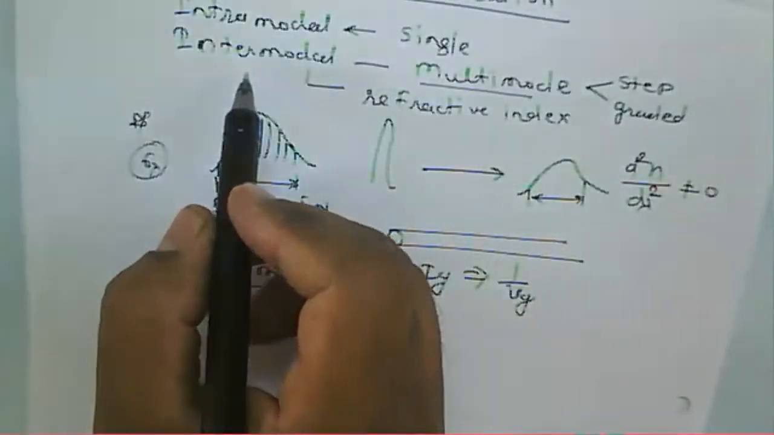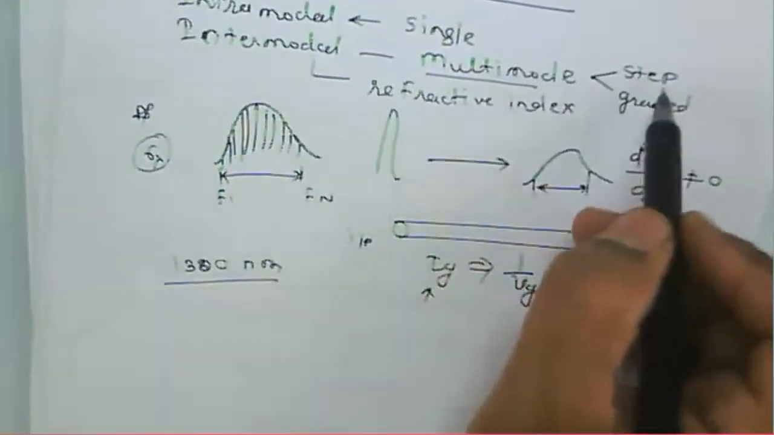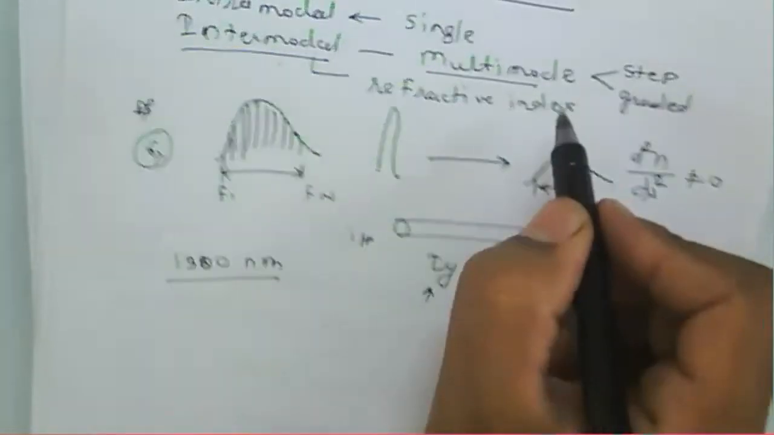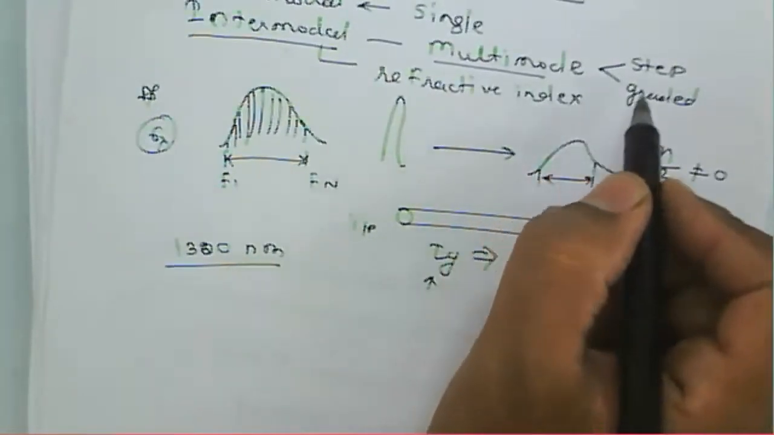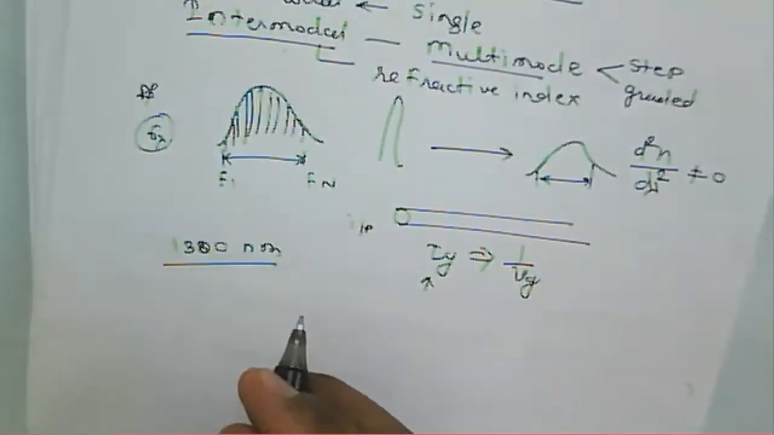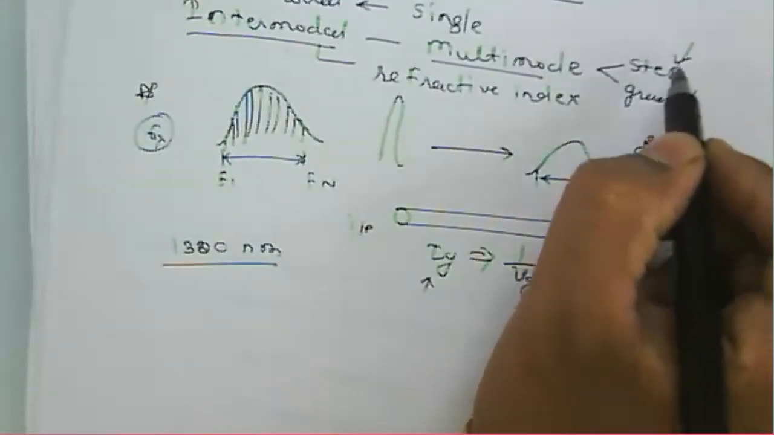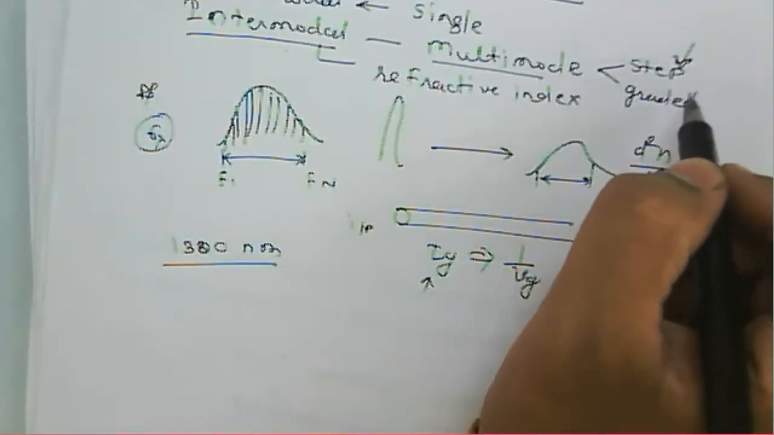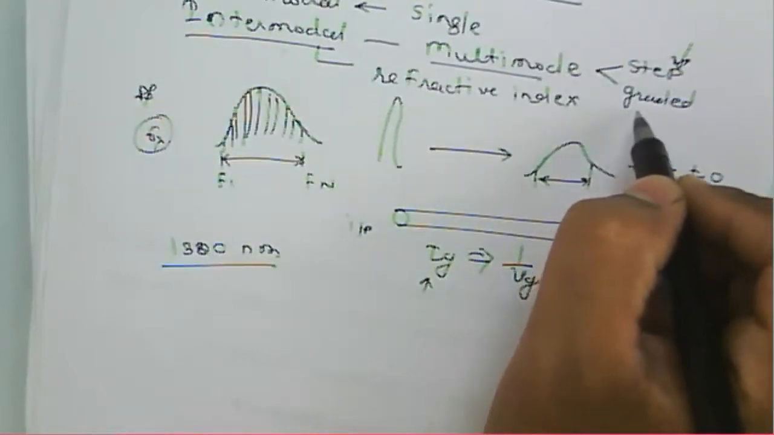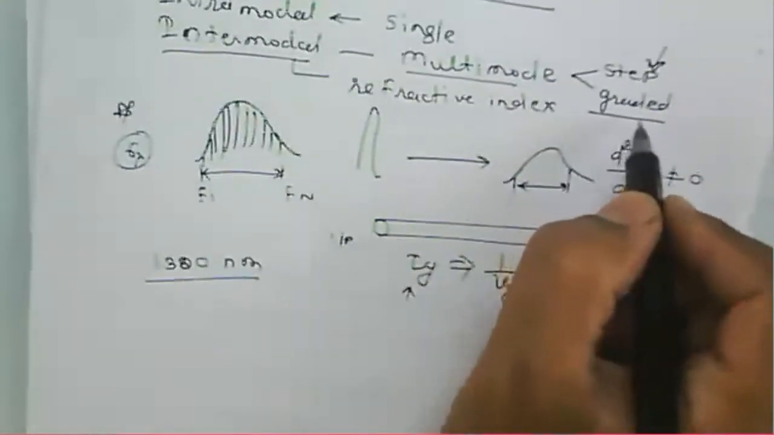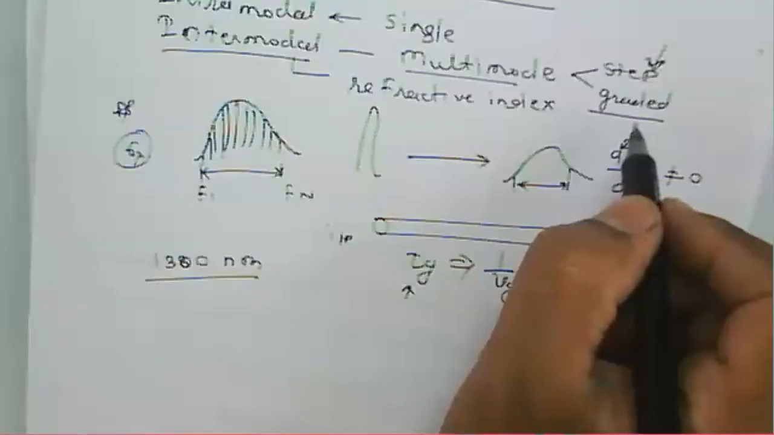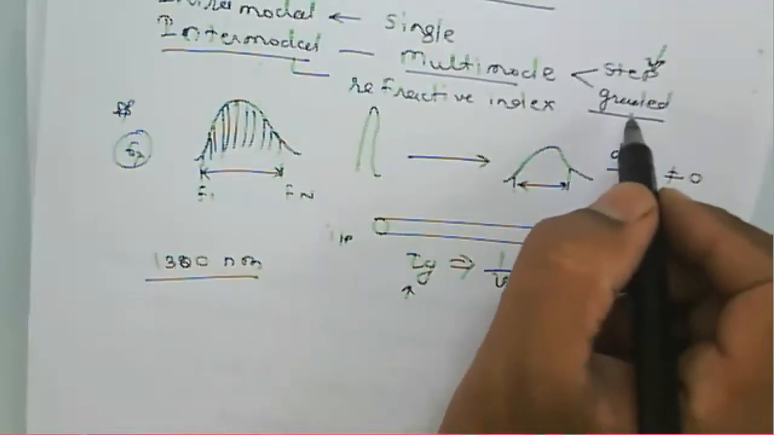Then we have seen the intermodal dispersion. Intermodal dispersion mainly occurs in a multimode fiber. There is no intermodal dispersion in a single mode fiber, but there will be intermodal dispersion in a step index and a graded index fiber. The intermodal dispersion will be large in a step index fiber because it has a constant refractive index throughout the core. But in a gradient index fiber, the refractive index is not constant. That's why the intermodal dispersion for the multimode gradient index fiber is small.